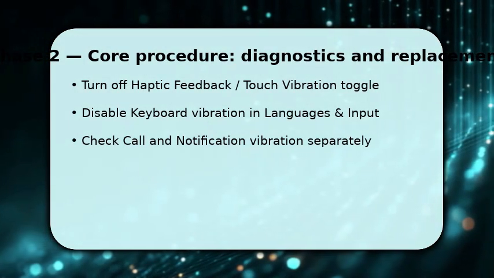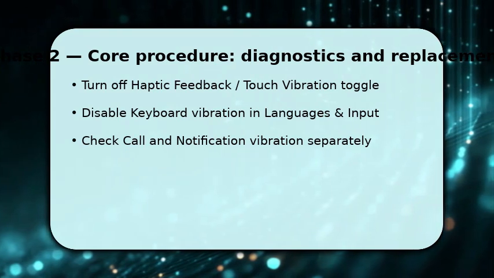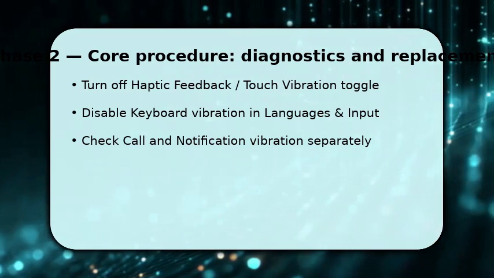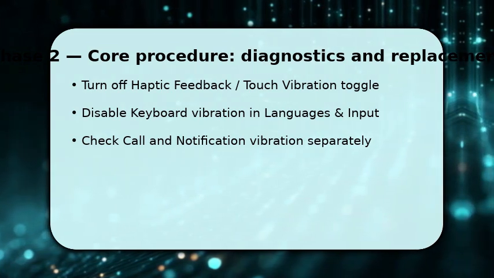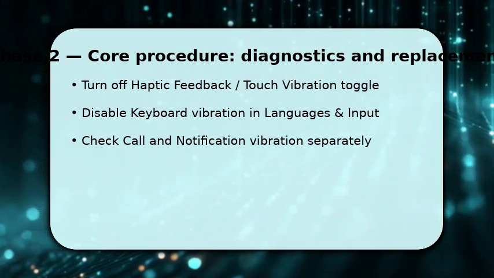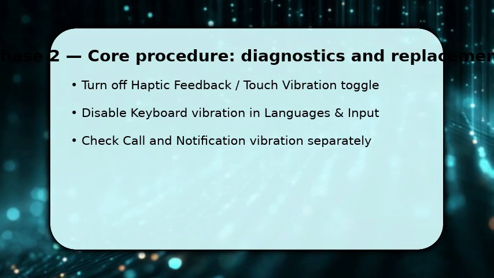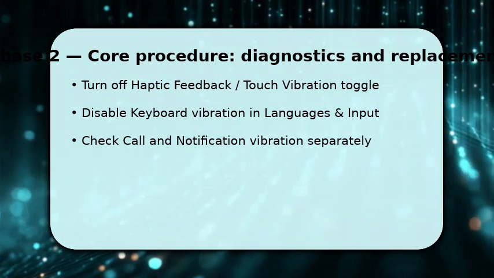Now, disable the touch vibration toggle to stop the general haptic motor for taps. This removes vibration for screen interactions. Next, open Languages and Input and select your keyboard app. Turn off keypress vibration specifically, since some apps override system haptics.